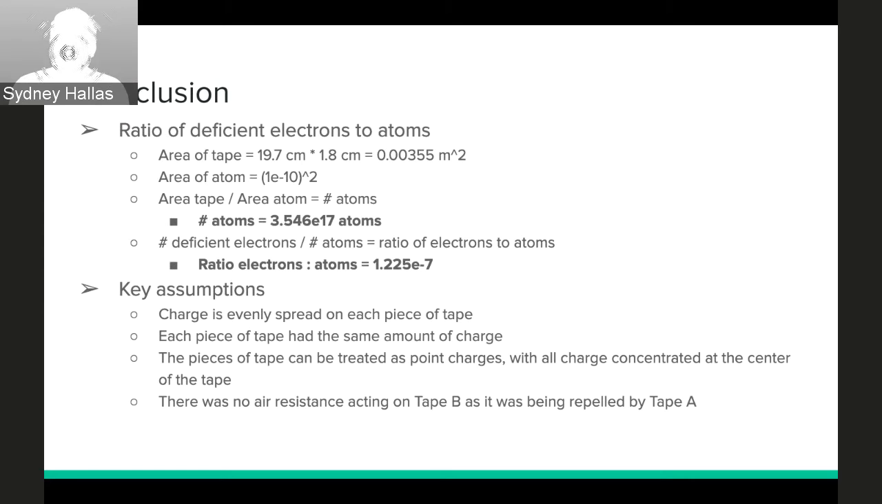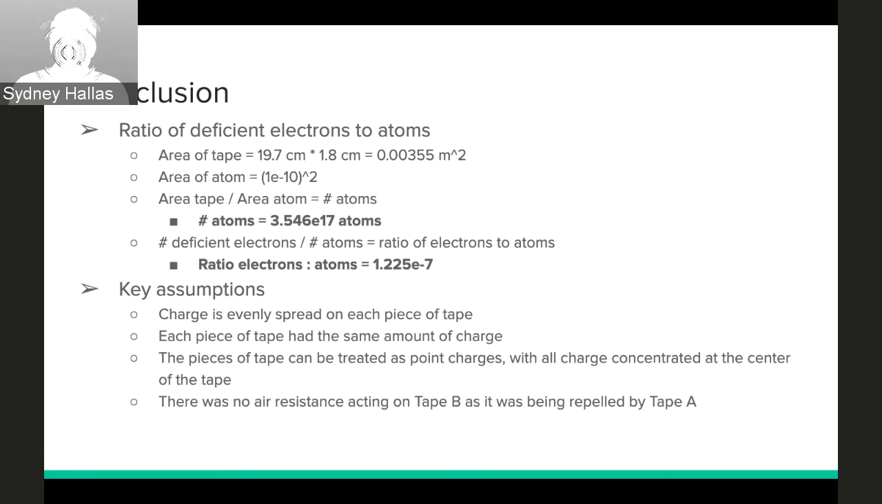For the ratio of deficient electrons to atoms, I calculated the number of atoms by taking the area of the tape and dividing by the area of an atom, and I got 3.546 times 10 to the 17th atoms. Then I calculated the ratio of electrons to atoms to be 1.225 times 10 to the negative 7th.